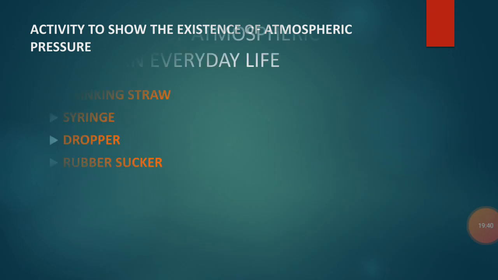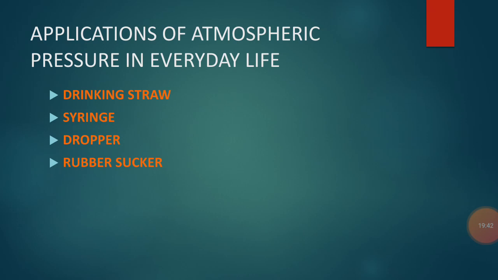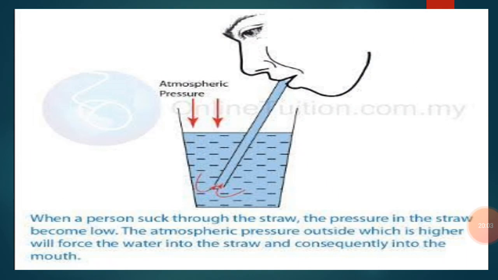Now there are certain applications of the atmospheric pressure in our everyday life. First is the drinking straw, second is the syringe, third is the dropper, and fourth is the rubber sucker. We are going to discuss all these applications in our everyday life one by one. So let's start with the first one. Now we are going to talk about the drinking straw.